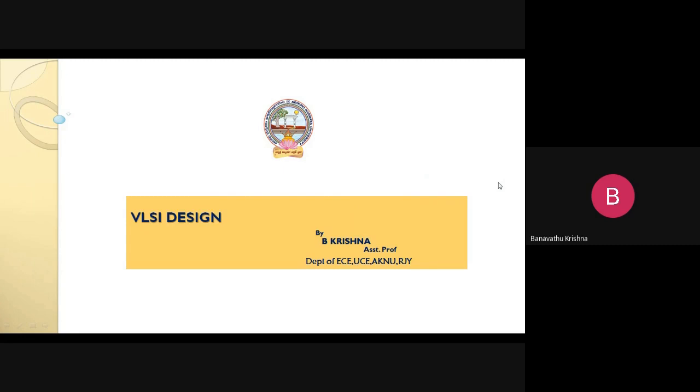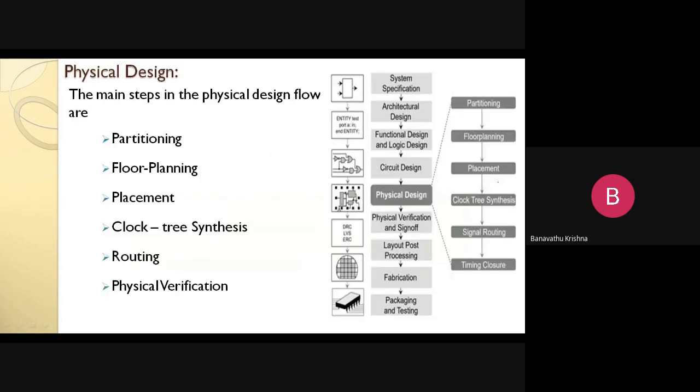So today's class, I am going to discuss physical design. In physical design, we are mainly going to discuss floor planning, placement, and routing. Coming to physical design, this is our physical design flow generally. Let us see, before going to the physical design circuit block diagram, what is meant by physical design?